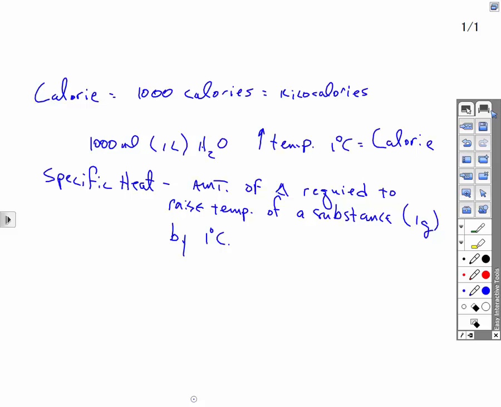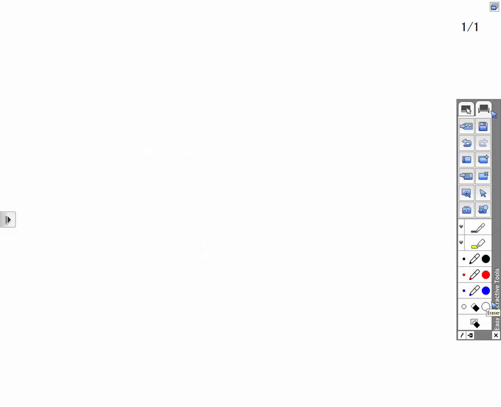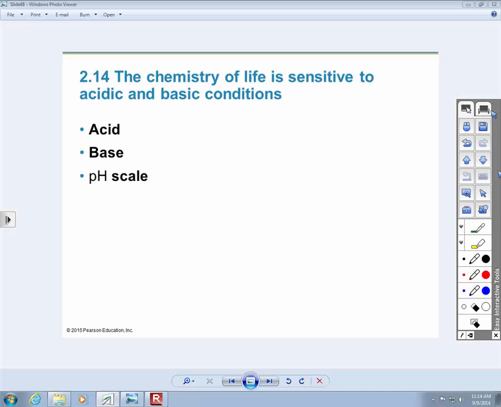But if you're talking about water, to raise the temperature of 1 gram of water by 1 degree Celsius, that is 1 calorie. All right. So calories is a heat measure, and the standard for that, of course, is they use water to do that. All right. So those were some things that we didn't get into that we probably needed to talk about.